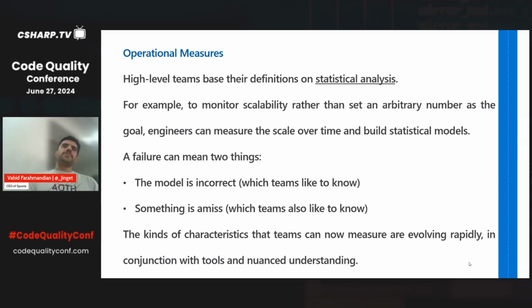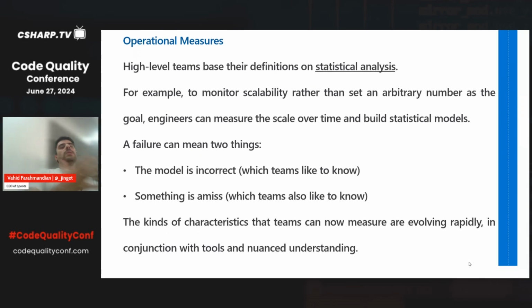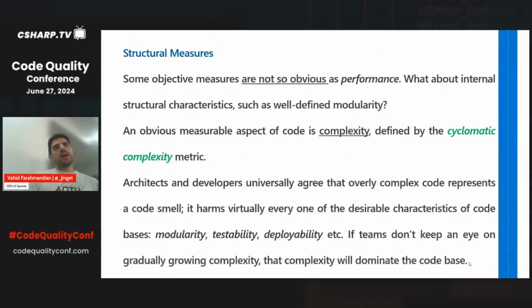This is overall what the operational measures work, but not all the software characteristics are. We're not able to, of course, measure all the software characteristics using operational measures. Some of the characteristics are structural measures, which are not as obvious as performance.